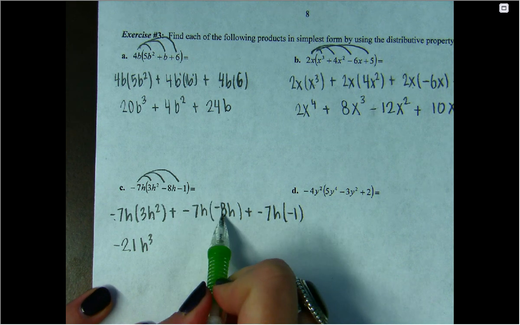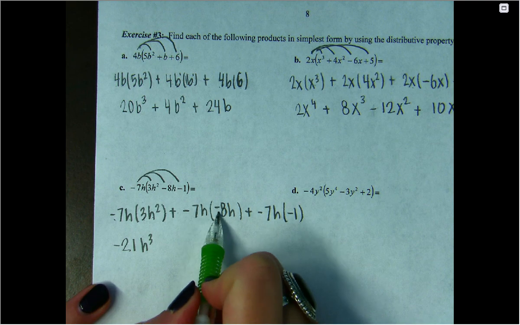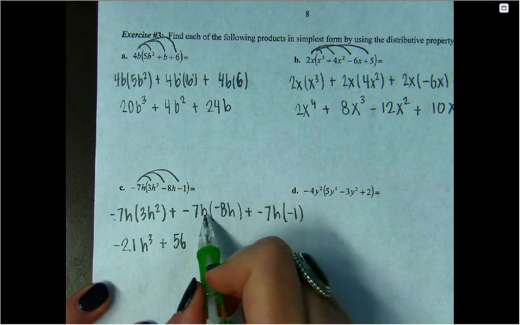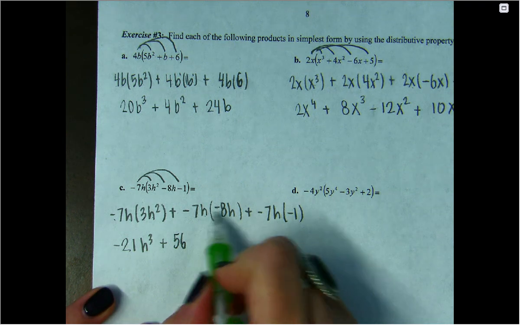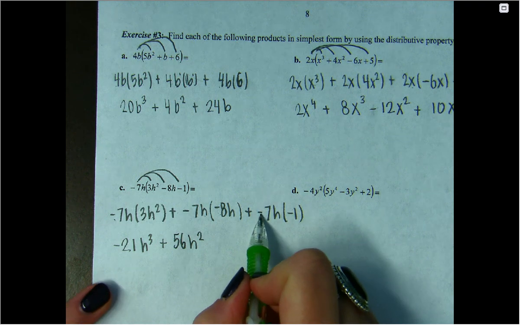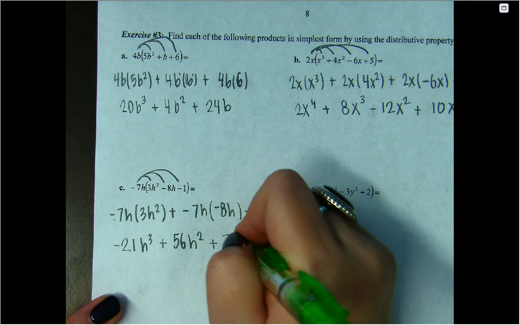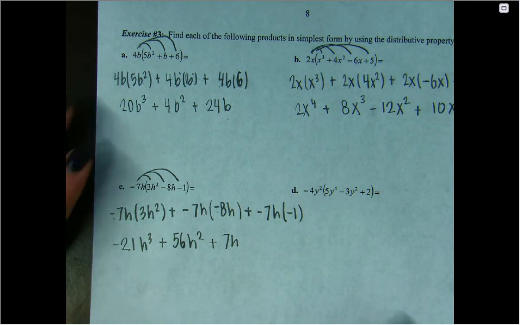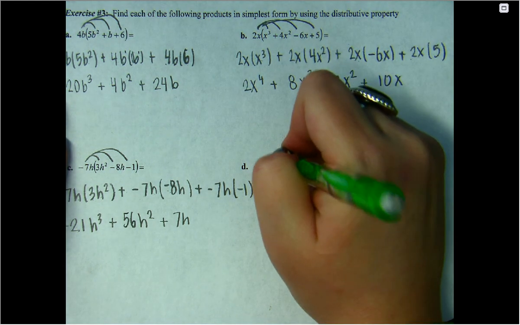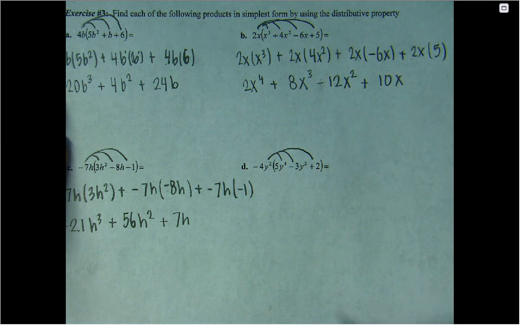Alrighty, negative 8 times negative 7. So negative times a negative is a positive, and that is going to be positive 56. And then h times h, well, I add my exponents, so that's h squared. And then this last one, negative 7 times negative 1 is positive 7. And then the h comes along for the ride. And then last but not least, last one, no different. I'm distributing this negative 4y squared to each term.